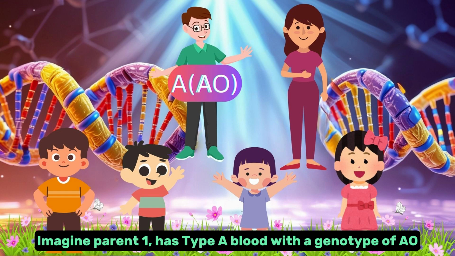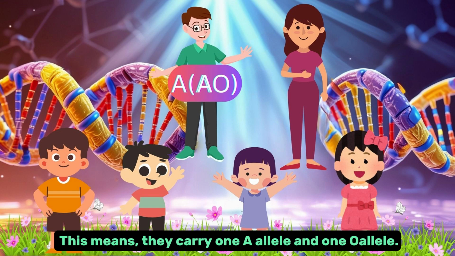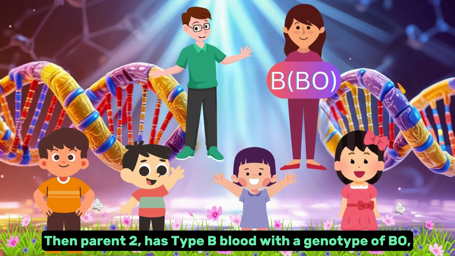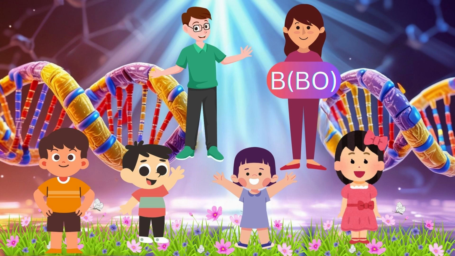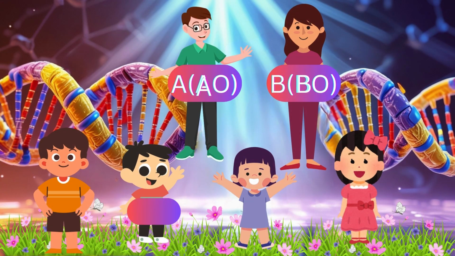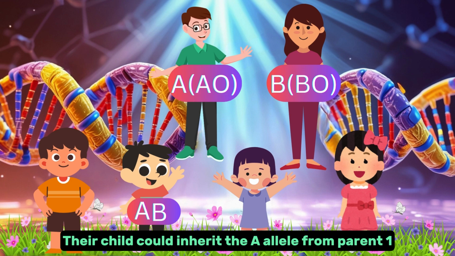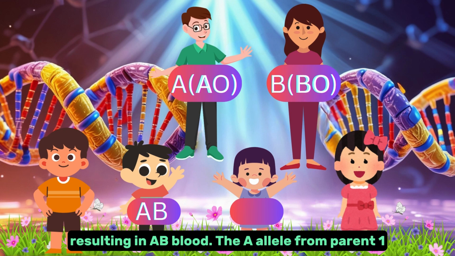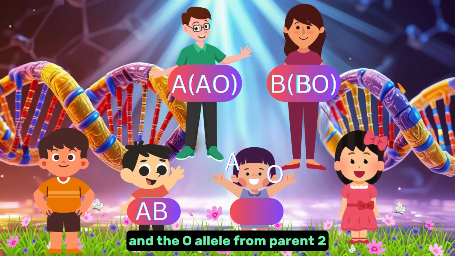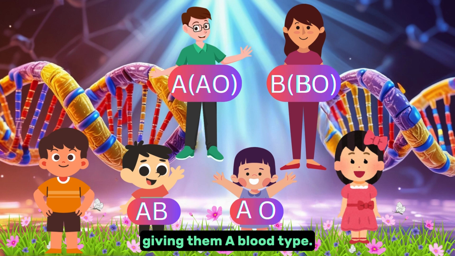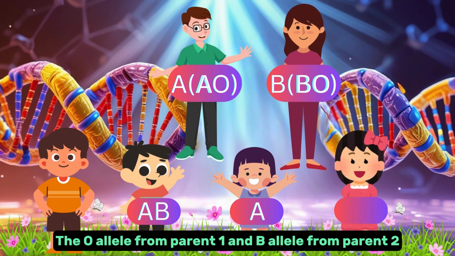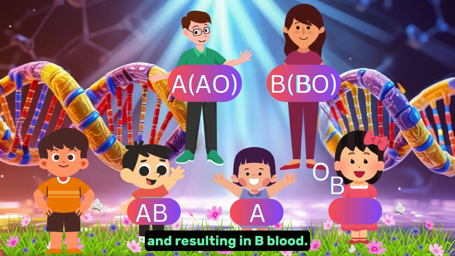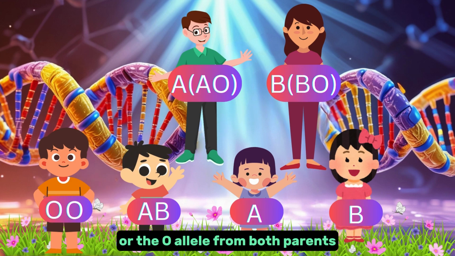Imagine parent 1 has type A blood with a genotype of AO. This means they carry one A allele and one O allele. Then, parent 2 has type B blood with a genotype of BO, carrying one B allele and one O allele. Their child could inherit the A allele from parent 1 and the B allele from parent 2, resulting in AB blood. The A allele from parent 1 and the O allele from parent 2, giving them A blood. The O allele from parent 1 and the B allele from parent 2, resulting in B blood. Or the O allele from both parents, which would give them O blood.